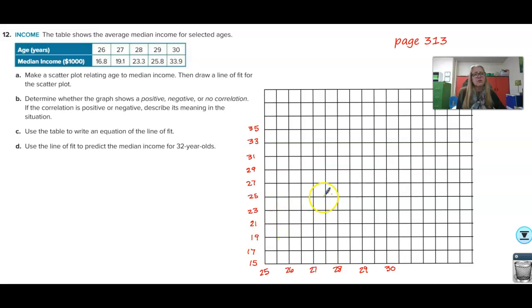Find the 2 points that are closest to the line of fit and use those to find slope, and then use the slope and one of those points to find a y equals mx plus b. And you have to write a y equals mx plus b. But then it says use the line of fit to predict the median income for 32-year-olds. So you use your line to make a prediction for 32, okay? Which would be like out here. It would be 31, 32, which would be all the way out here. So you would use the line of best fit to make that prediction.